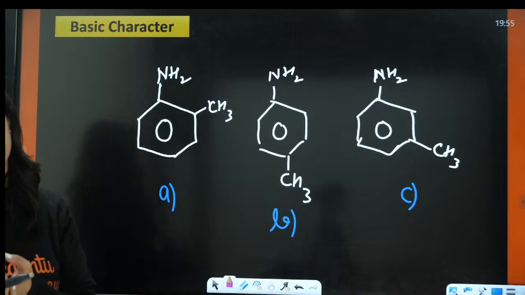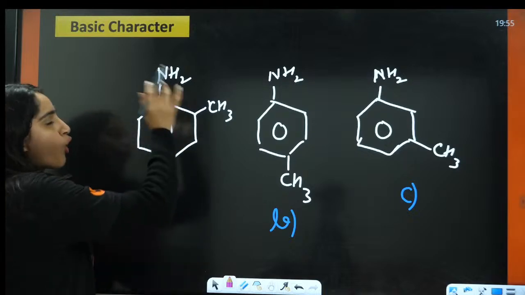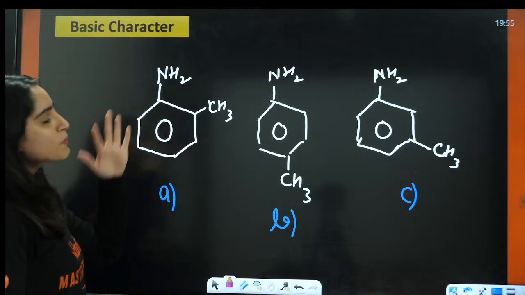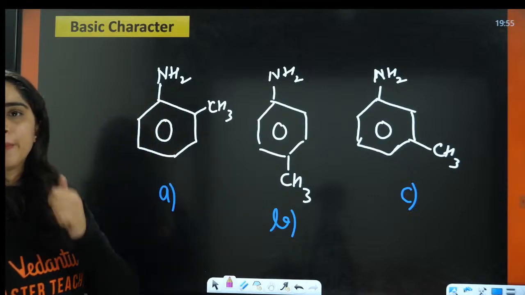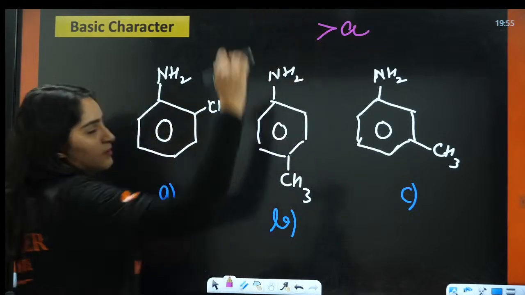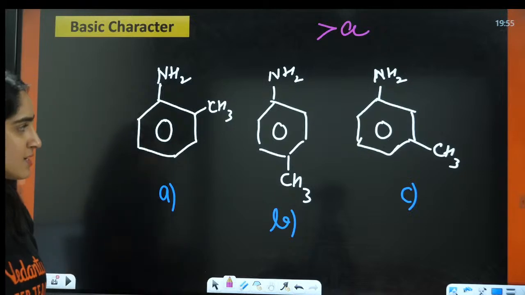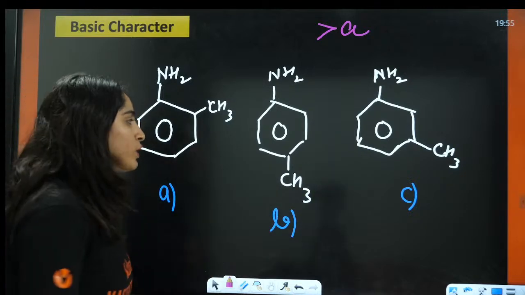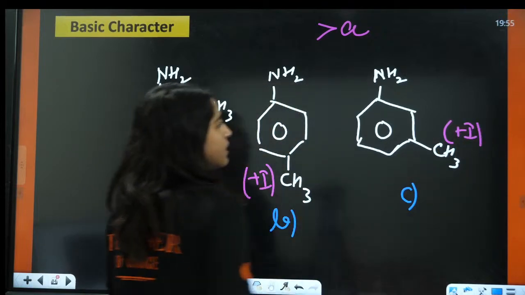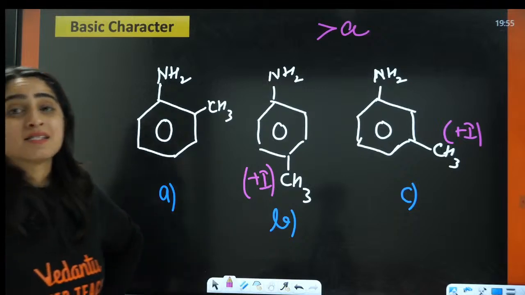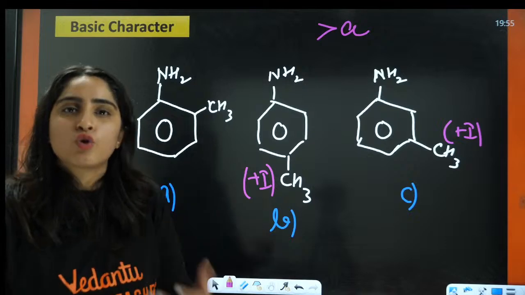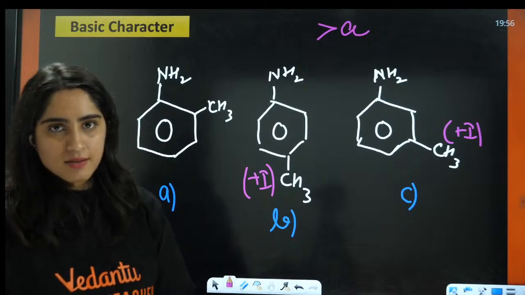Now you know, at the ortho position, it doesn't matter whether it is plus I or minus I. At the ortho position, if it is aniline and we are checking the basicity, it will be the least basic. So A will be the least basic. Now for B and C, we know the group has a plus I effect. The plus I effect is distance oriented. The more the plus I effect, the more the electron donation, the more the basicity.